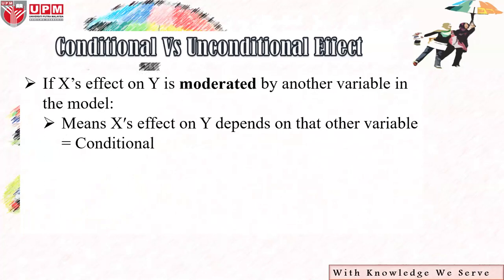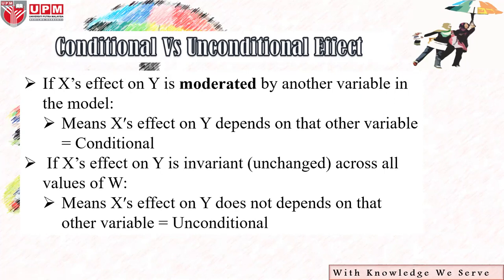So when we study the moderating effect, we need to learn about two types of effect. Sama ada the conditional effect or unconditional effect. So if X's effect on Y is moderated by another variable in the model, it means X's effect on Y depends on that other variable, which is conditional. Nama lain dia conditional effect. Maksudnya bila effect X terhadap Y bergantung kepada variable lain, nama dia adalah conditional effect. Okay, if X's effect on Y is invariant or unchanged across all values of W, low, moderate or high, or levels of W, it means X's effect on Y does not depend on that other variable, unconditional.